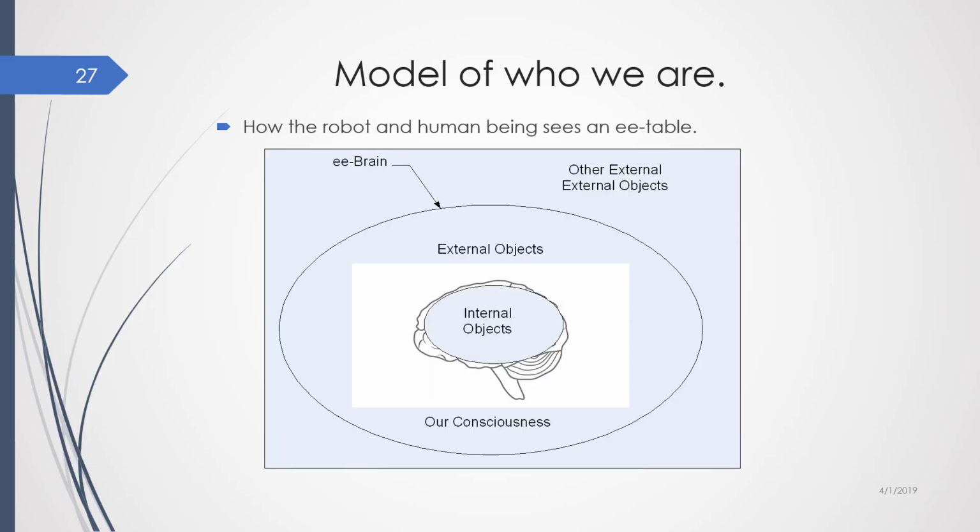So let's look into how the robot sees the door or a table, that is EE door and EE table. So rays from EE table get reflected and get absorbed by EE eyes of the robot and get converted and represented in its EE brain. This is also true for us.